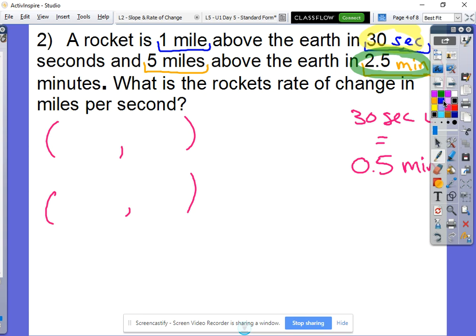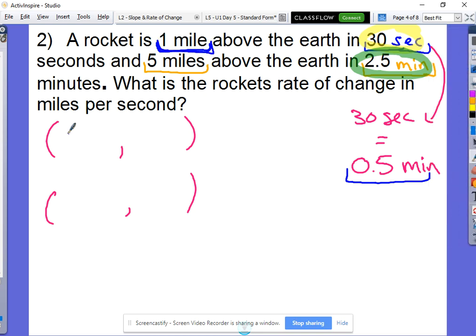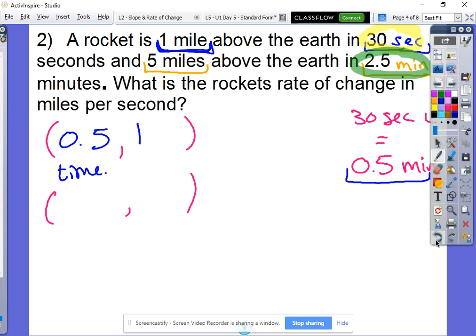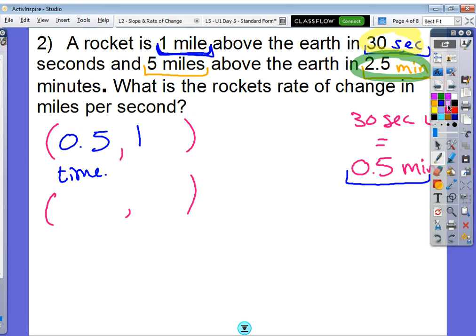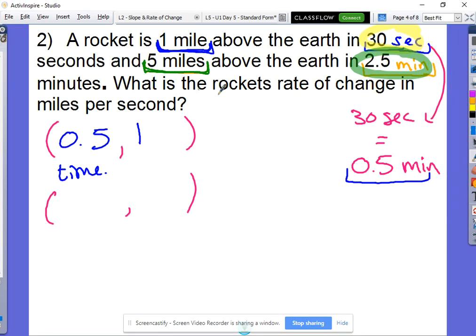See what you got. My first point is going to be this 0.5 minutes and this 1 mile. So my point is time comes first. 0.5 is my time, and my distance is 1 mile. So I don't even really have to write the mile in there. I'm just going to put 1. What's my next point? My next point is the 5 miles and the 2.5 minutes. Time comes first, 2.5. Distance is 5 miles.